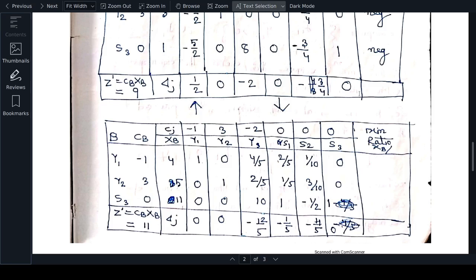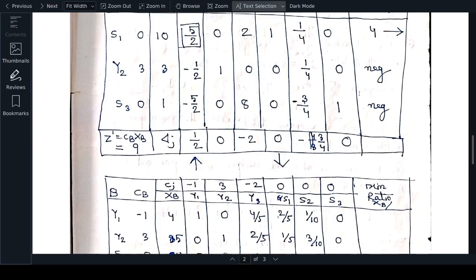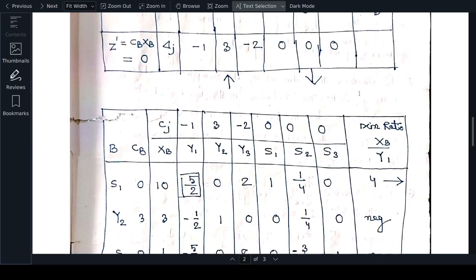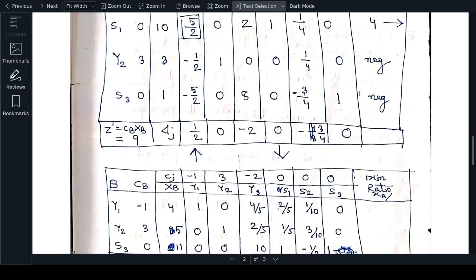So you see in the third table, in the basic variable I have written y1. So coefficient of y1 is -1. So in CB I have written -1. Y2 remains same. So in CB y2 value is 3 and S3 is 0.